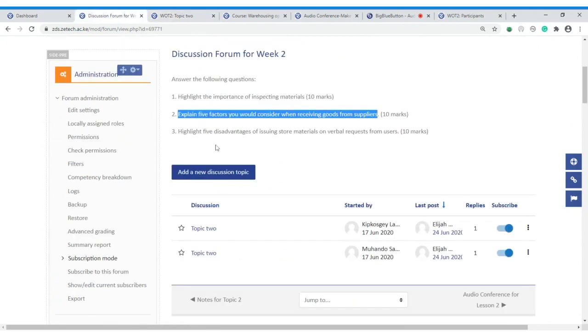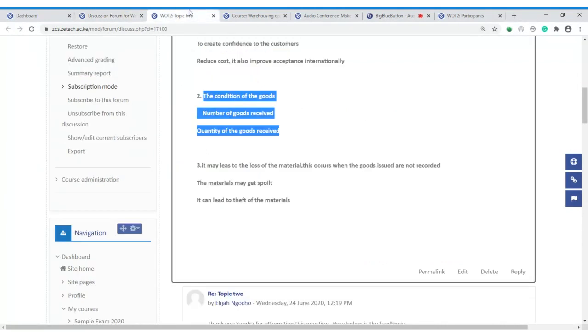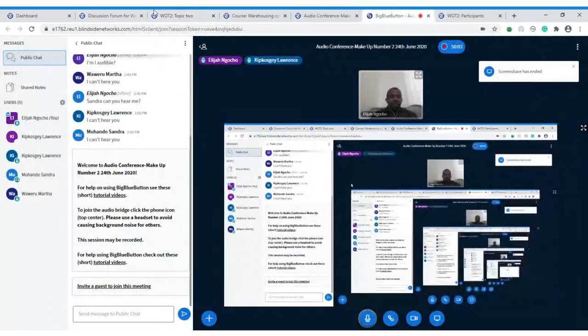The final question, highlight 5 disadvantages of using store materials on verbal requests. This question is misunderstood. Interestingly, this is the last question that we did before COVID-19 struck last semester. Highlight 5 disadvantages of issuing store materials on verbal requests. Now, the problem with this question is misunderstanding it. Let me show you her answers. I hope Sandra is here. Sandra, I hope you're enjoying seeing your answers.